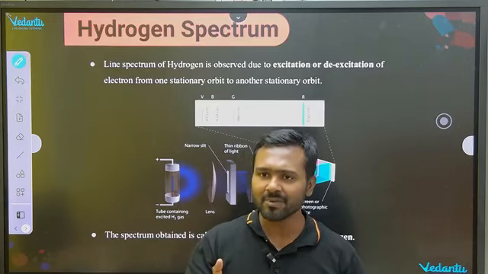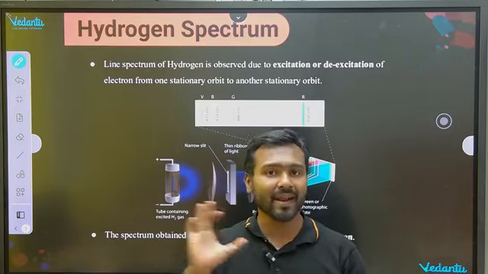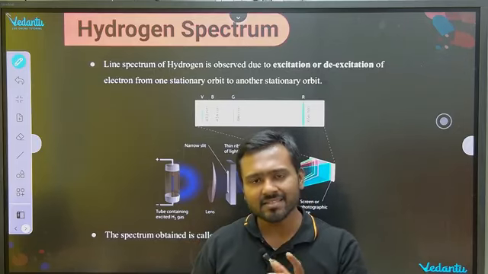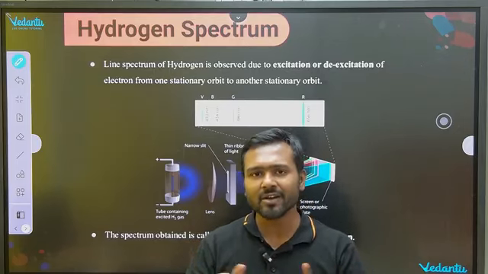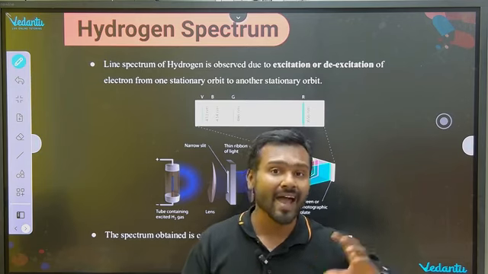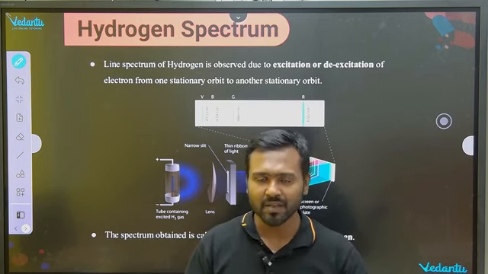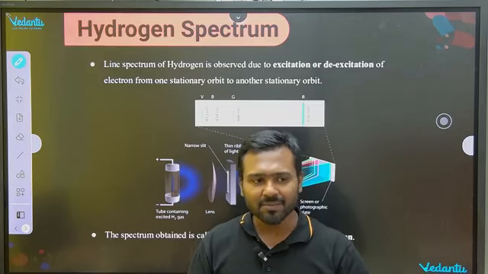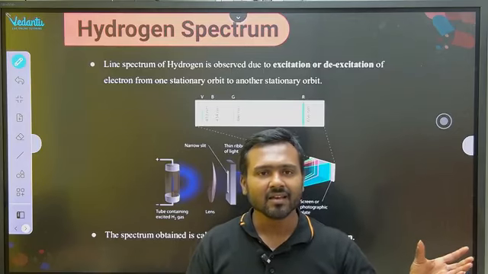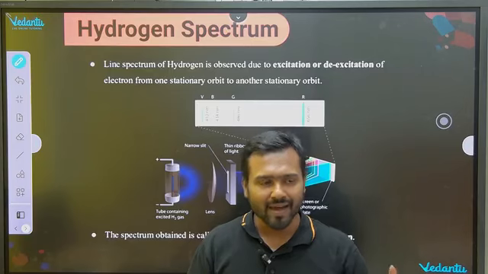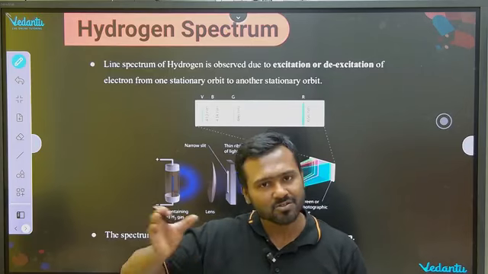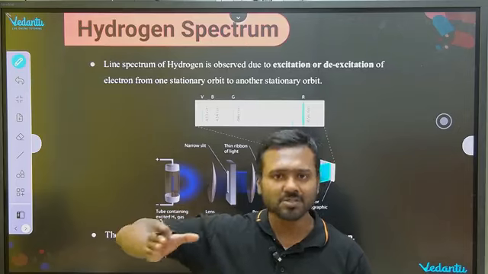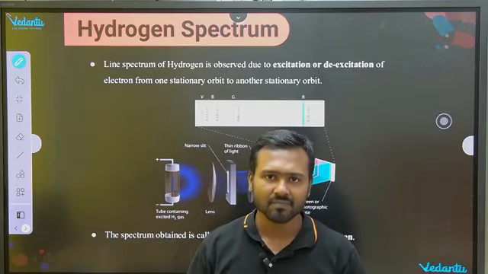And absorption spectrum means you will get a dark line on a bright background. Next, again, these emission spectrum and absorption spectrum are divided into two types. If it is by atoms, line spectrum. If it is by molecules, band spectrum. So we have line emission spectrum, band emission spectrum, line absorption spectrum, and band absorption spectrum.